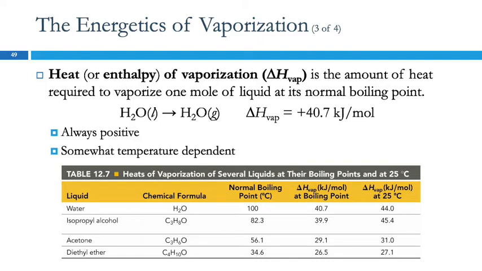The definition of the heat of vaporization is the amount of heat needed to vaporize 1 mole at the normal boiling point. So for water, normal boiling point's 100 degrees. At that temperature, it's 40.7 kilojoules per mole. There's a slight temperature dependence. If you're evaporating water at room temperature, it takes a little bit more, 44 kilojoules per mole.